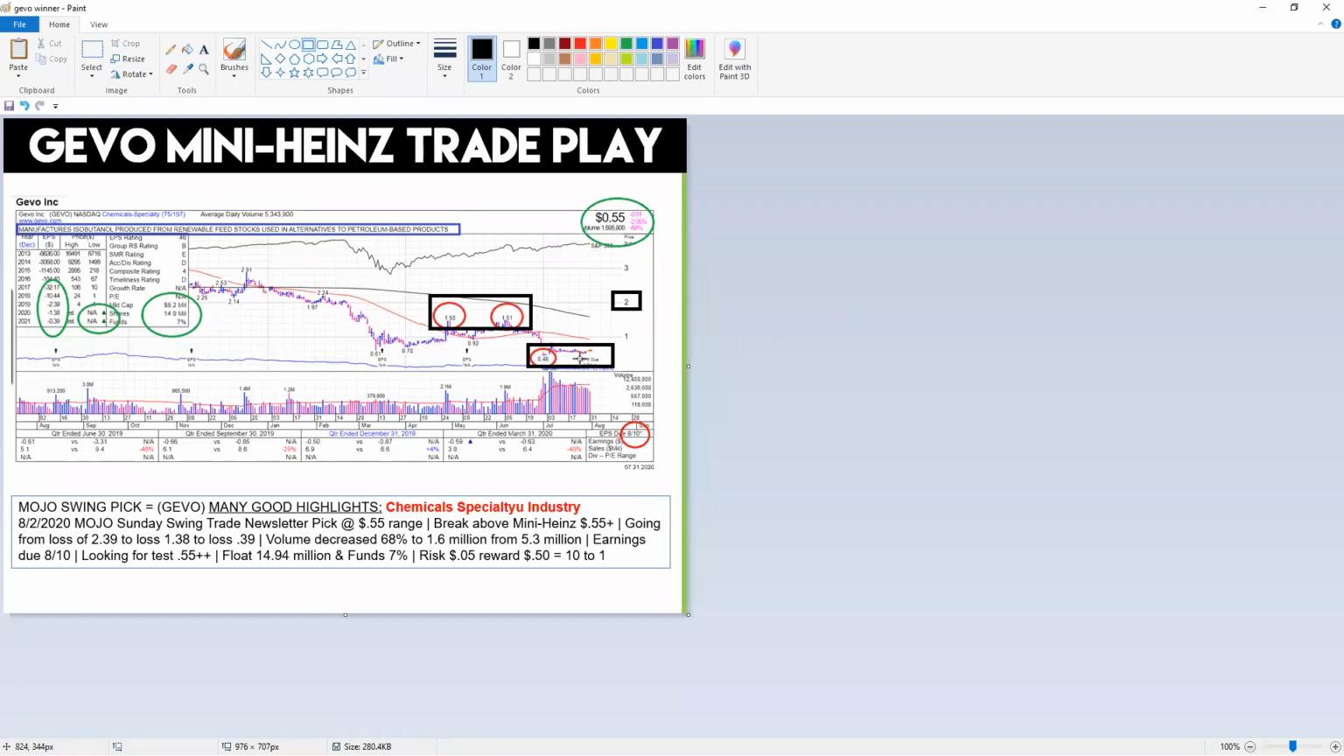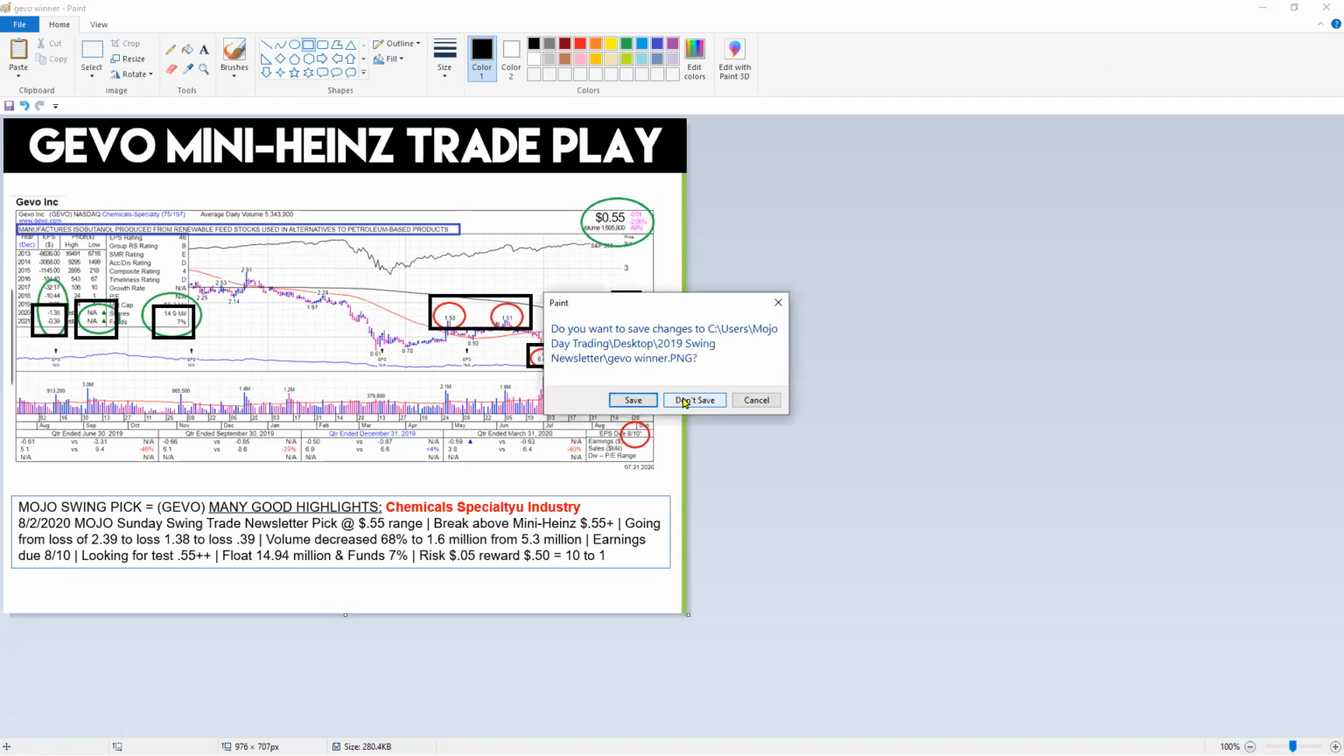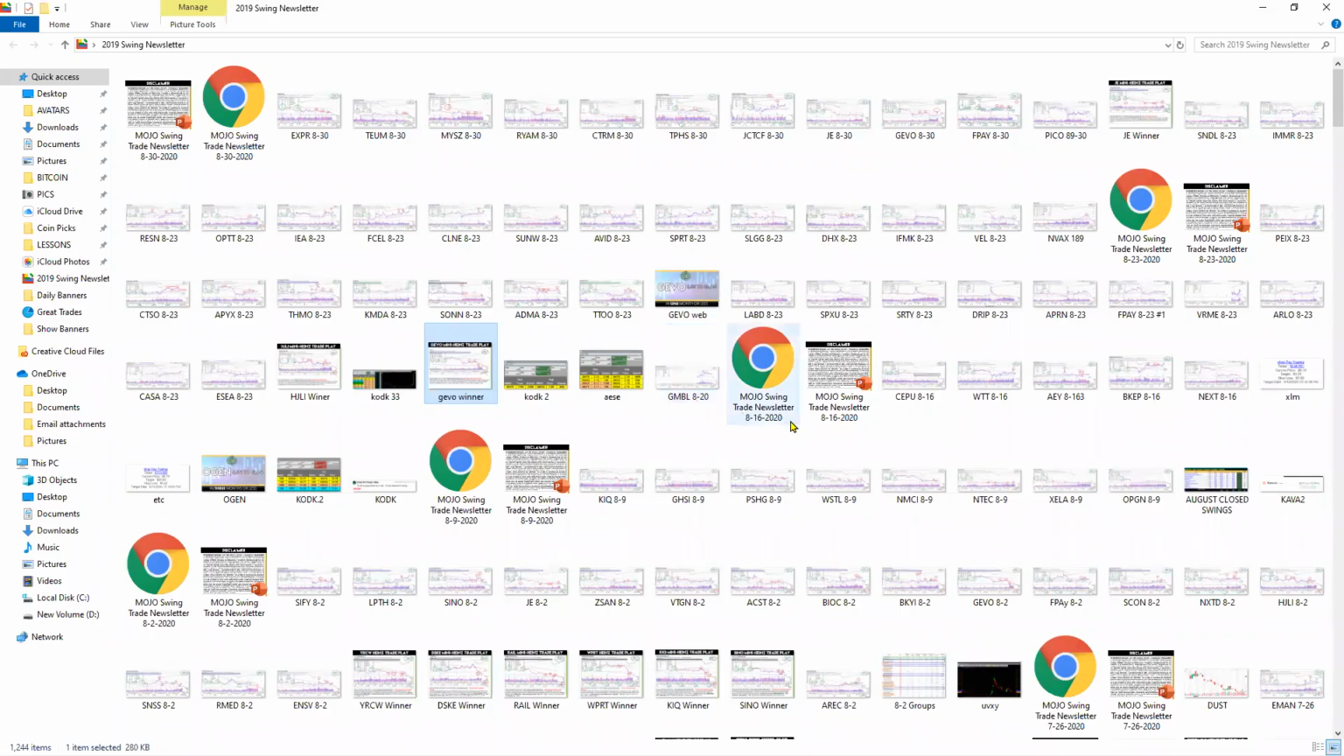So your risk in this base breakout with increased earnings estimates right here in that black box. So the analysts are telling me, dude, next year in 2021, this company is going to go from a loss of $1.38 to a loss of 39. Oh, that's big. And they have a small float, 14 million. So these are what I look at on the swing side, my favorite indicators. And this thing should be shooting a lot higher. And it went to $2.